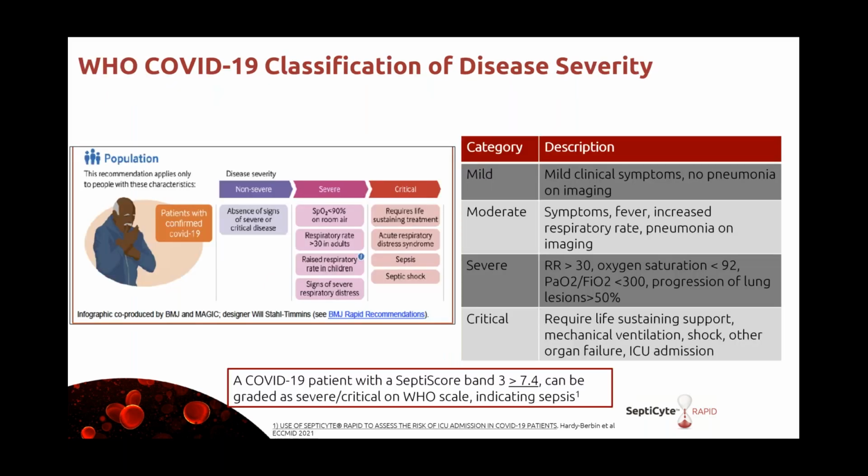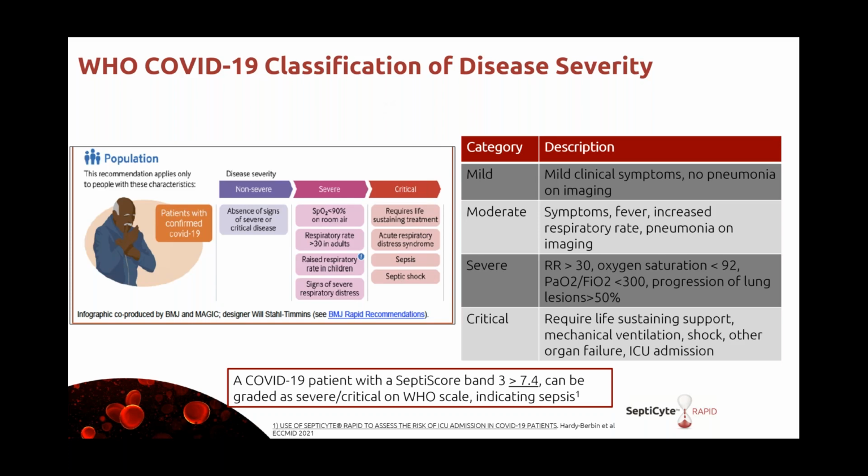WHO COVID-19 classification of disease severity has been used in a number of papers to describe this population of patients with COVID-19. As I presented earlier, the WHO breaks down the COVID severity into non-severe, severe, and critical. And under the critical group, there's a group of sepsis, septic shock. And it's this group that we think SeptiCyte RAPID has a major role in making a diagnosis and prognosis from the standpoint of severity of illness.